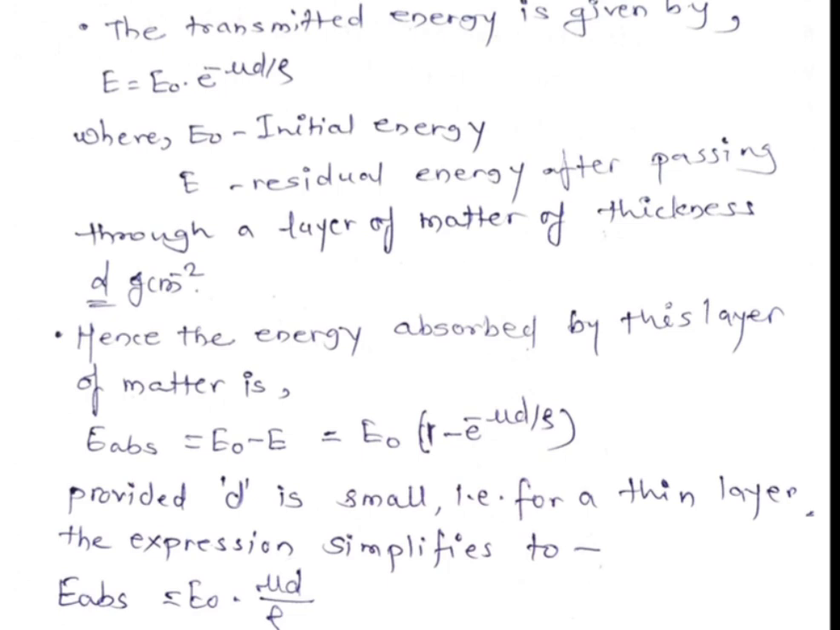When d is very small and the layer is very thin, the equation of E absorption can be written as E0 into mu d divided by rho. So, E absorption is equal to the initial energy into mu d divided by rho. Again, E0 is the initial energy, mu is the linear absorption coefficient, d is the thickness of the medium, and rho is the density. So, this is the final equation of the absorption energy when d is very small.